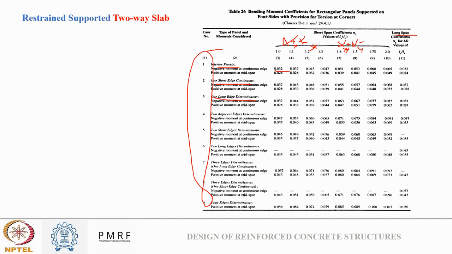For the longer span there are only 2 coefficients, but for the shorter span, depending upon ly by lx, there can be different values of the coefficient that you need to choose.